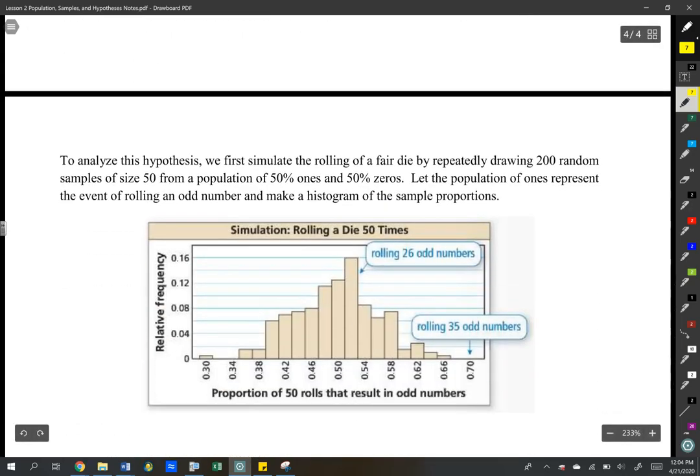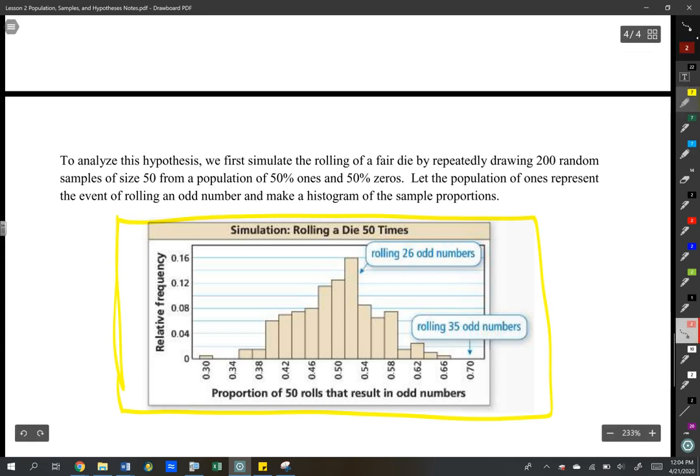Now, to analyze the hypothesis, we first simulate the rolling of the die, repeatedly drawing 200 random samples of size 50 from a population of 50% ones and 50% zeros. All right, so what does that mean? Here's an example. This picture is explaining what happened in this simulation. The x-axis is the proportion of 50 rolls that resulted in odd numbers. And this part right here is our relative frequency. That's how many times it occurred.